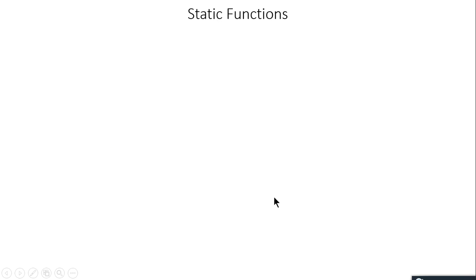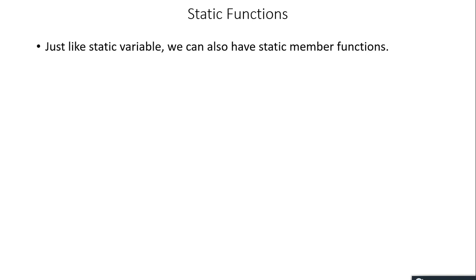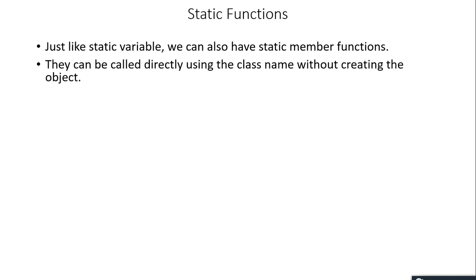Then let's talk about static functions, and I will write a program for variables and functions in a single class. Just like static variables, you can create a static member function as well. What is the advantage of creating a static function? The main advantage is that you can call static functions without creating an object of the class. You don't have to create an object to access a static member. You can call them directly using the class name.